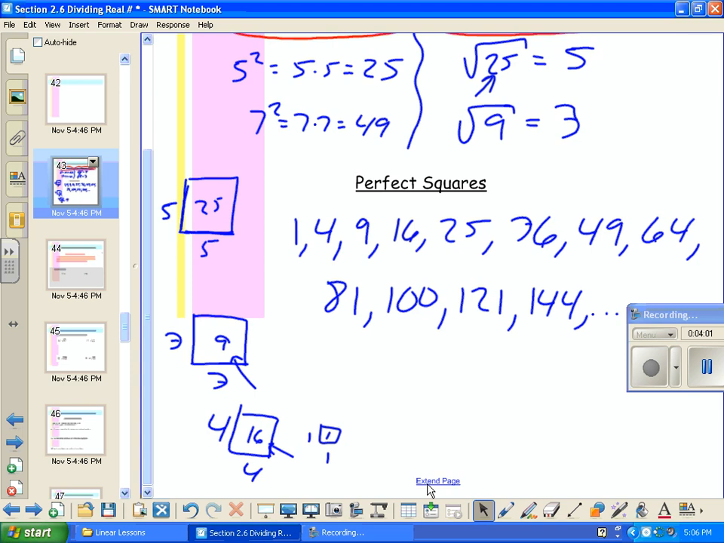I find those essentially just by taking some number times itself. That will give me a perfect square. This list is going to be very important for us today when we're approximating square roots. We're usually going to use these numbers to estimate what the square root of some number is going to be. These are going to be our reference points as we're doing that.